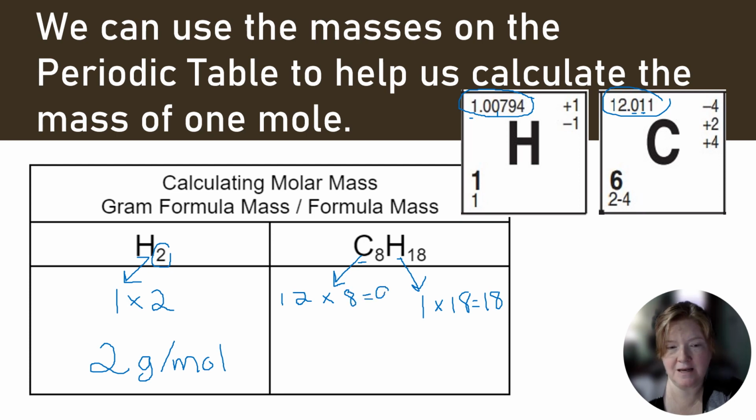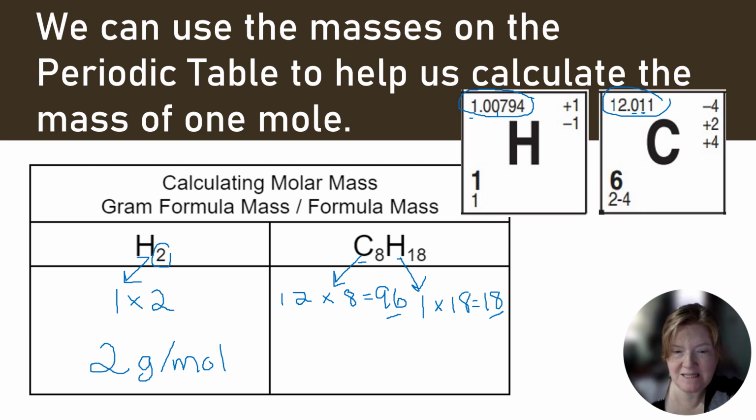So that is 96. So carbon has a mass of 96 grams per mole in that formula, and hydrogen has a mass of 18 grams per mole in that formula. I don't want to know the mass of the carbon part or the mass of the hydrogen part. I want to know the mass of the whole thing. So what do you think I do with those numbers? Yeah, I add them up.